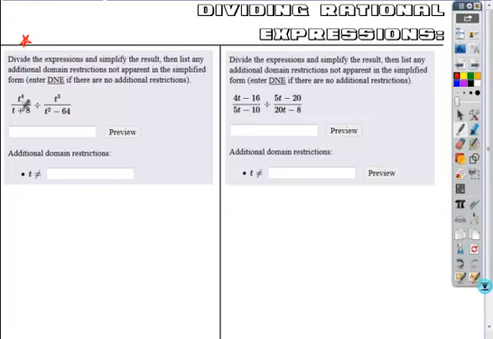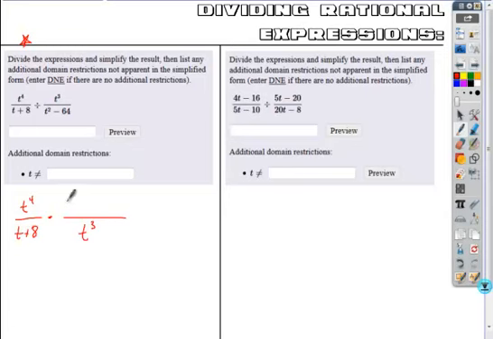In this problem here, we want to divide these. So I'm going to take my first fraction, which is already written as factors. Instead of dividing, I'm going to invert and multiply. So the t cubed gets moved to the denominator.